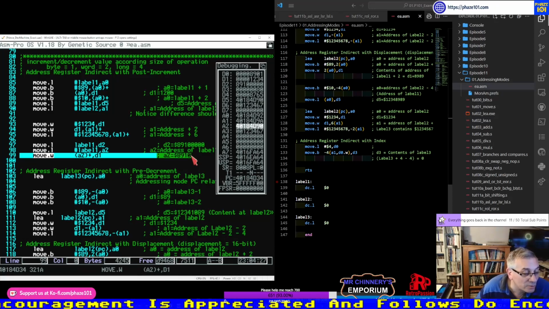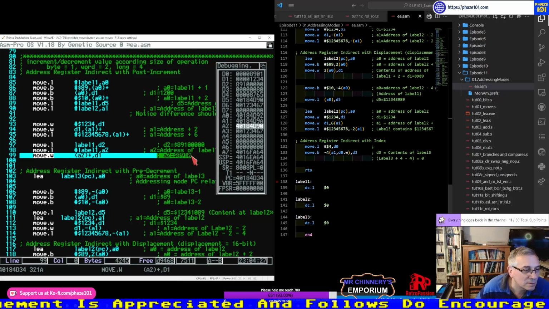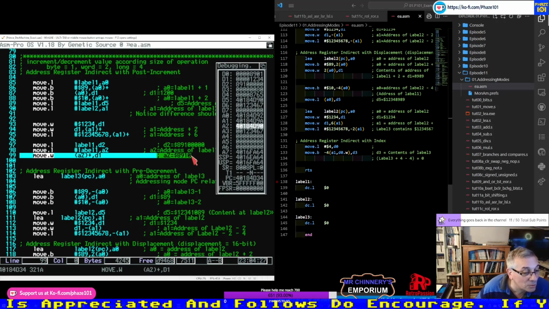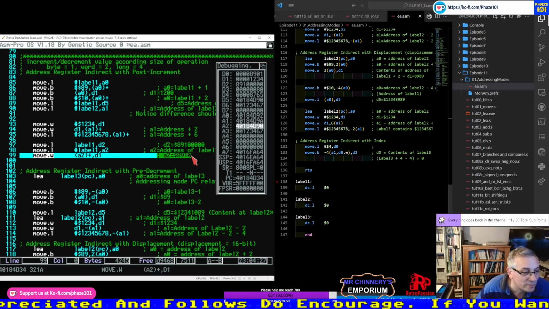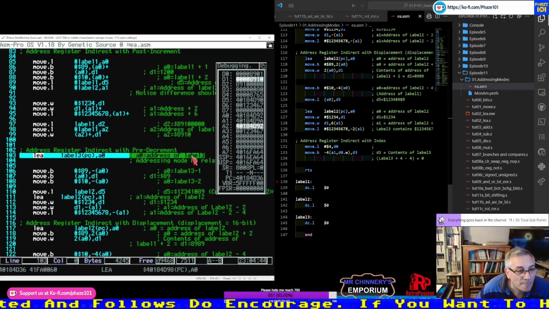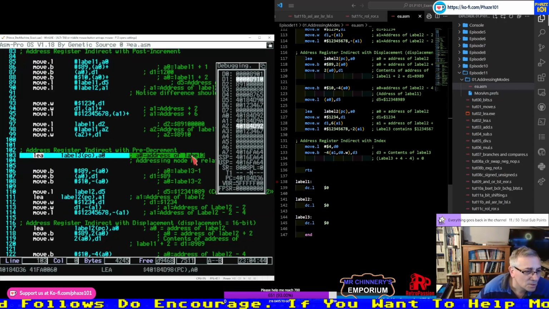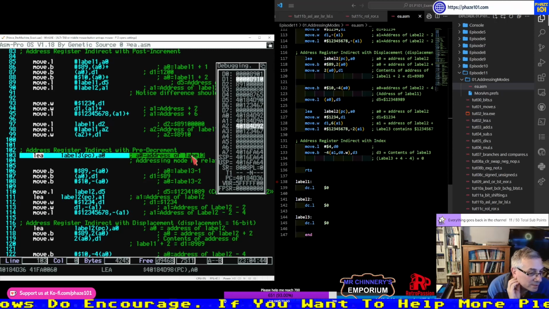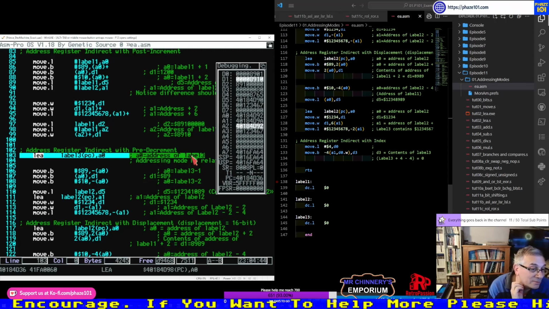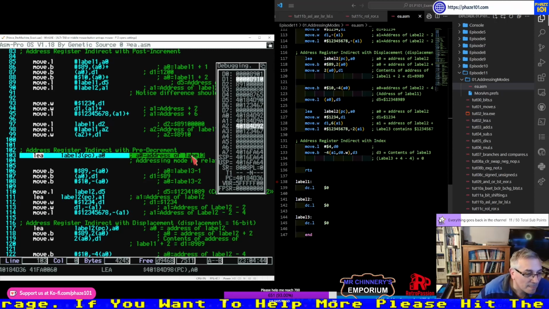And now we're going to move a word. So we are going to increment A2 by 2, okay? And the contents of A2 will be into the 1. So now we did that, that was increment. We're going to do the decrement part now, pre-decrement.